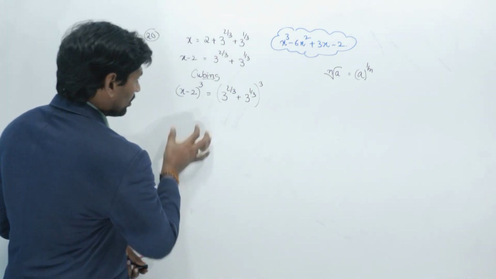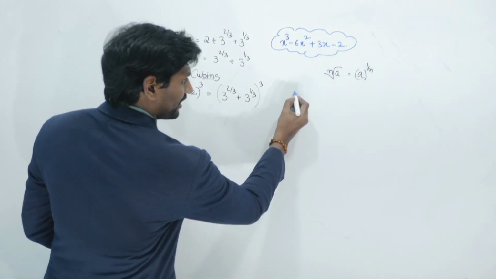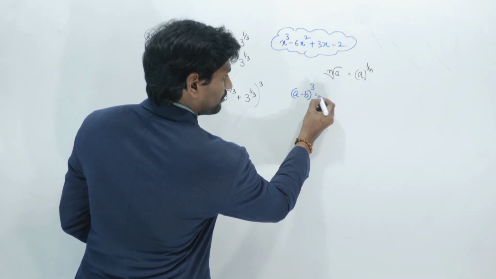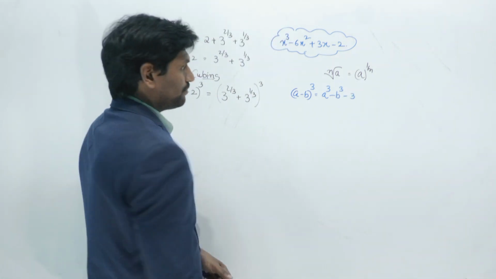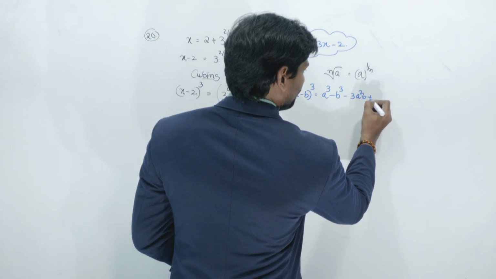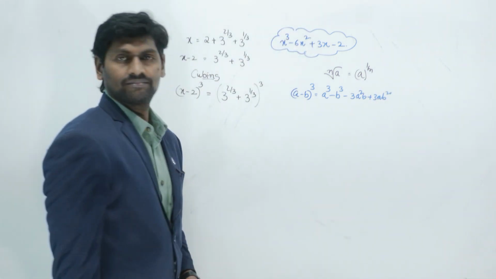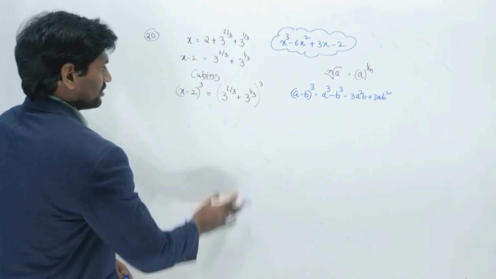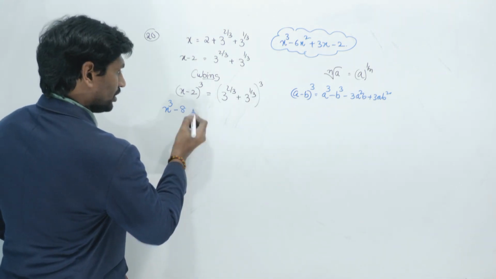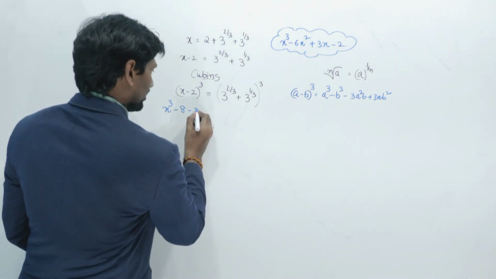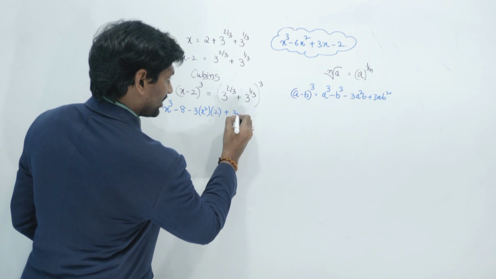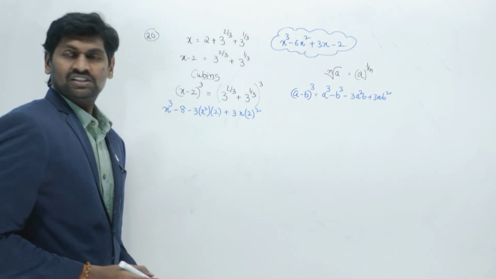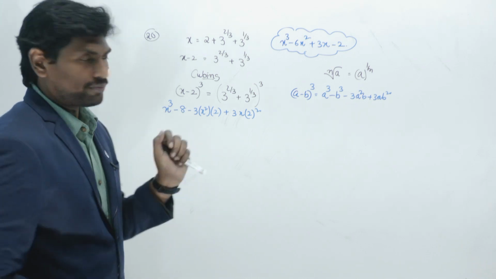Now the left hand side is in the form of the a minus b whole cube formula. What is the a minus b whole cube formula? a minus b whole cube equals a cube minus b cube minus 3ab into a minus b, or we can write minus 3a square b plus 3ab square. This formula also we can use. So the same formula I am going to apply here. a cube means x cube, minus b cube, 2 cube value 8, minus 3a square b, 3a square means x square, b means 2, plus 3ab square. This is the a minus b whole cube expansion.